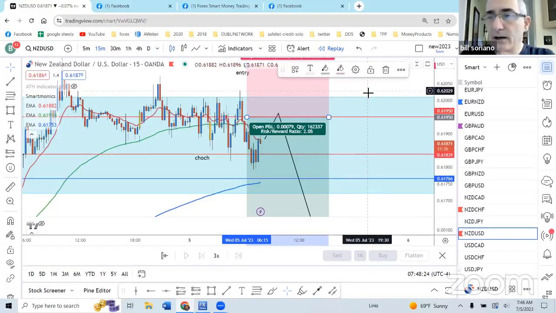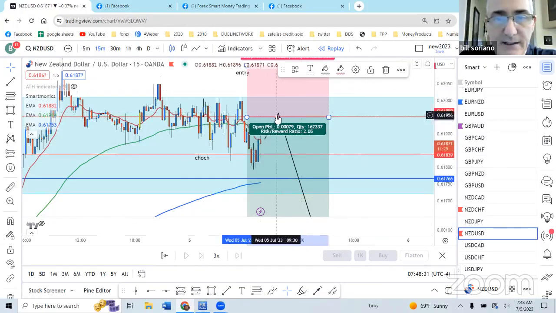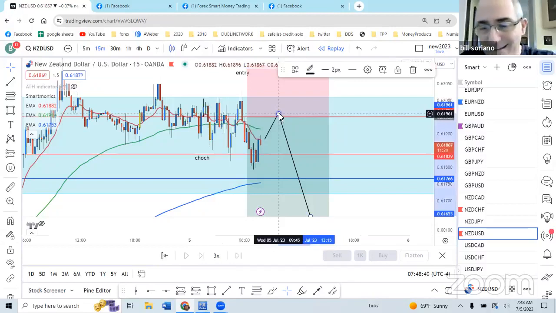Okay, guys, so this one I wanted to show you this morning. I wanted to show you this trade, that we just got the change of character here. Now we're waiting for our limit order to fill, our sell limit order to fill here on NZDUSD.